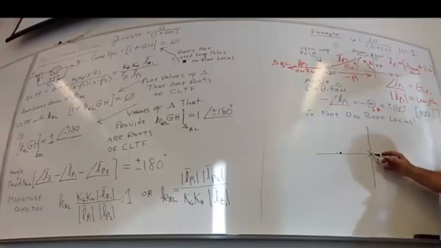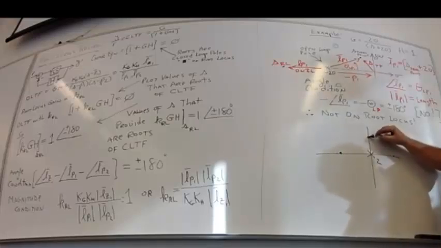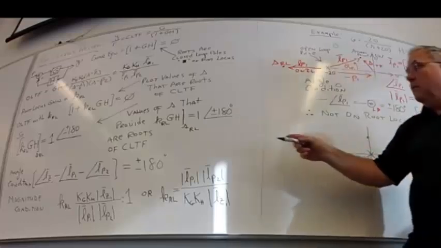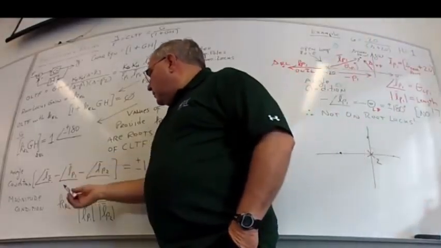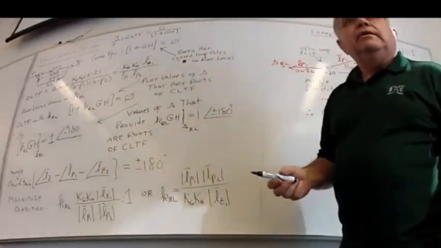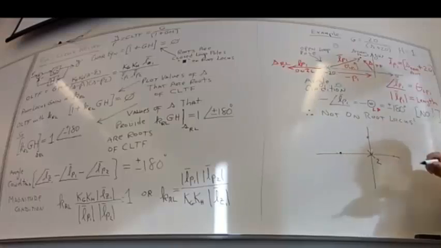Where do I have to go to get the 180 condition? Yeah, if I pick a trial point anywhere on this axis, I'm going to have 90 from one pole, and 90 from the second pole. Minus 90, minus 90 is going to be minus 180. I'll be on the root locus. So the root locus is going to look like that going up.